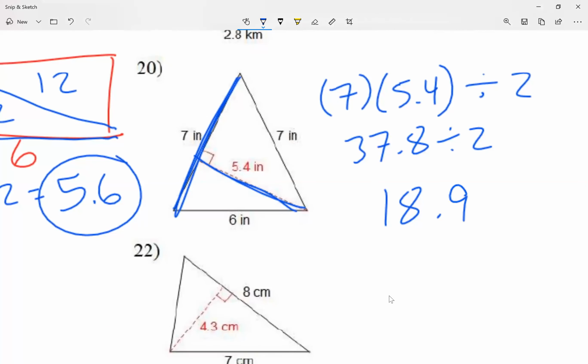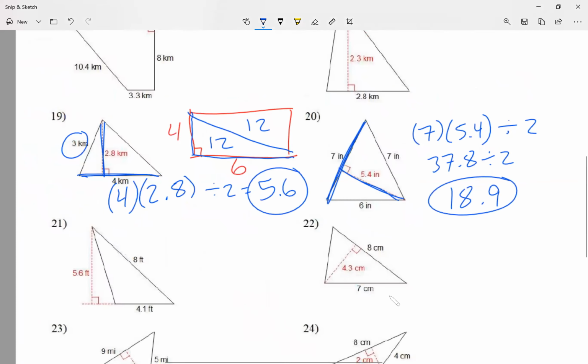18.9. So what we're going to be doing, just as a reminder, we're going to multiply the two numbers that meet at the 90-degree corner, and then we're going to divide it by 2.